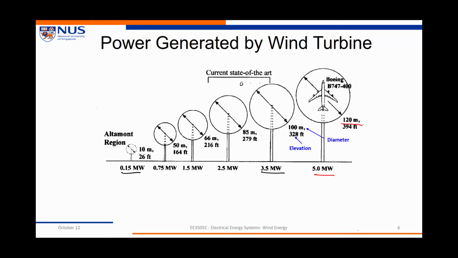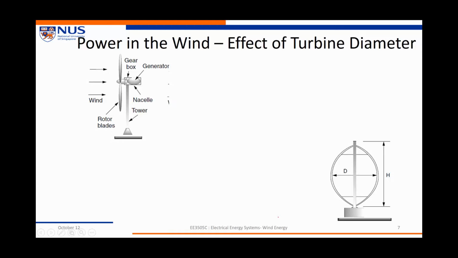So the power in the wind is half times rho times A times v cube, where rho is the air density, A is the cross sectional area of our wind turbine, and v is the speed of the wind. And we have specific power which is defined as Pw by A is equal to half times rho times v cube. Let's have a look at the effect of the turbine diameter on generating power. Let's say for a horizontal axis wind turbine, the cross sectional area is pi r square, or is equal to pi by 4 into d square, where d is the turbine diameter.